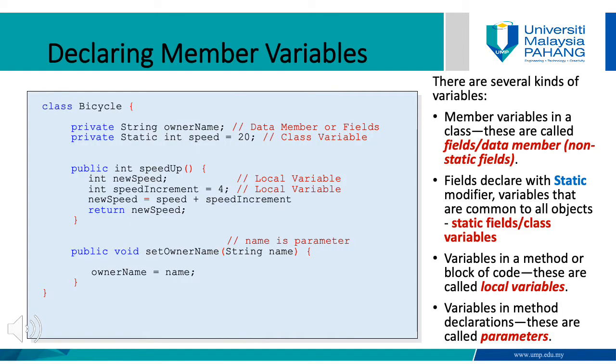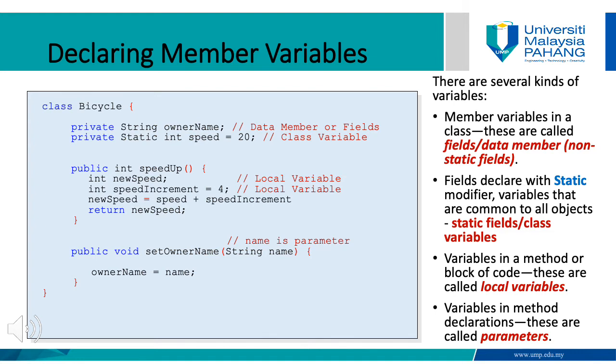So there are several kinds of variables. Member variables in a class are called fields or data members. This kind of member is a non-static field. And then fields declared with the static modifier are variables that are common to all objects, such as static fields or class variables.